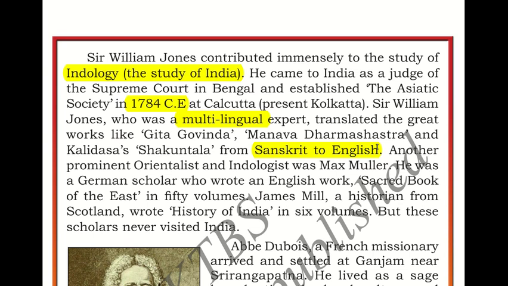Another prominent Orientalist and Indologist was Max Müller. He was a German scholar who wrote an English work, Sacred Books of the East, in 50 volumes. James Mill, a historian, so let's just highlight their names. We have James Mill, a historian from Scotland, who wrote History of India in 6 volumes. And the other person we talked about was the Orientalist and Indologist, Max Müller.